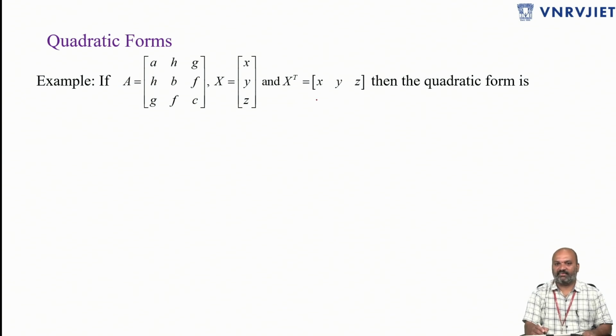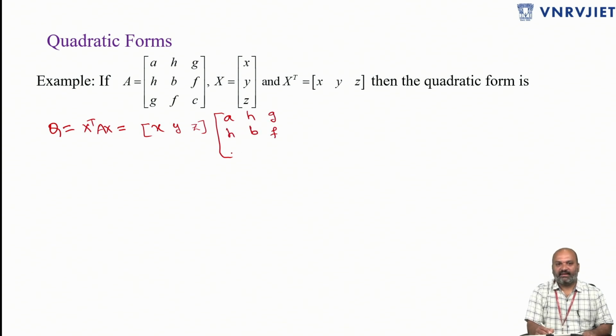Then how do we write the quadratic form? As we know, the quadratic form Q equals x transpose A x. What is x transpose? It is the row vector x, y and z. The matrix A is a, h, g, h, b, f, g, f, c, and x is a column vector with variables x, y and z.